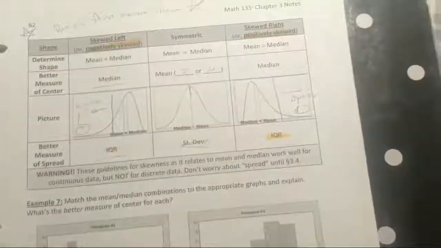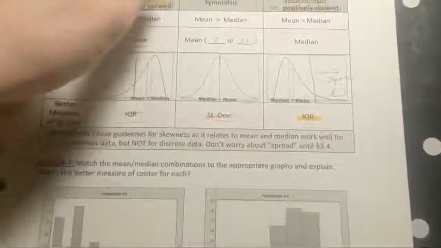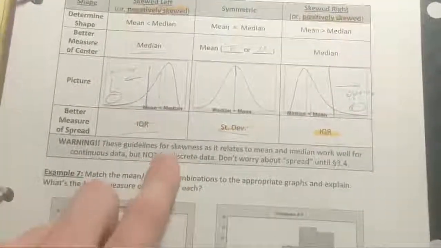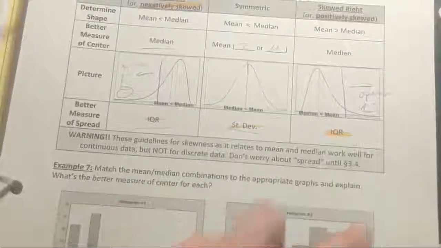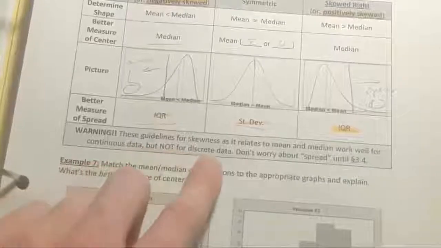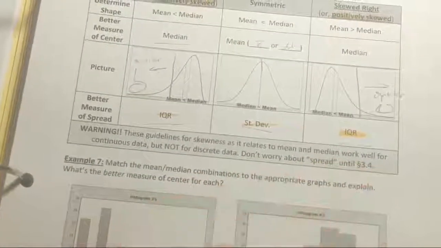So that's just how it is. Bring it a little closer. And so there's a warning down here that says these guidelines for skewness as it relates to mean and median work well for continuous data but not for discrete. Don't worry about spread until 3.4.